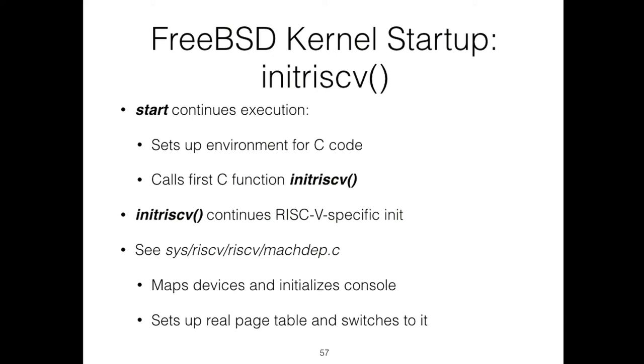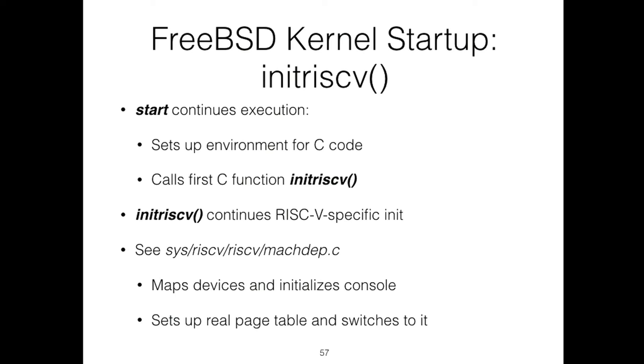Once start does that stuff, it sets up the initial page table, switches to supervisor mode, and continues execution. Then it'll set up the environment for C code, because you don't want to write your entire kernel in assembly. I mean, you can, but it's a little bit maddening. You'll set up the environment for C code, and then you'll call the first C function, which is init RISC-V. That's a machine-dependent, RISC-V-specific function. On other platforms, it's called platform init, or something like hammer time on AMD64.